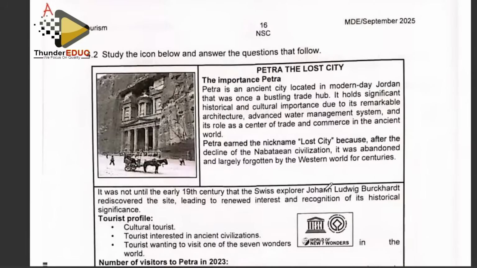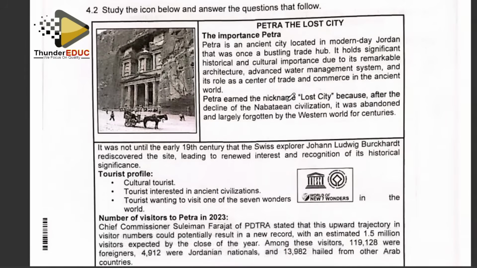Study the icon below and answer the questions that follow. The importance of Petra. Petra is an ancient city located in modern-day Jordan and was once a bustling trade hub. It holds significant historical and cultural importance due to its remarkable architecture, advanced water management system, and its role as a trade center and commerce in the ancient world. Petra earned the nickname the Lost City because after the decline of the Nabatean civilization, it was abandoned and largely forgotten by the Western world for centuries.